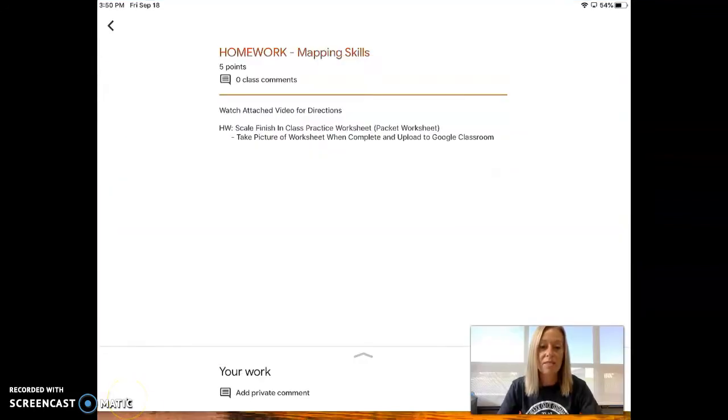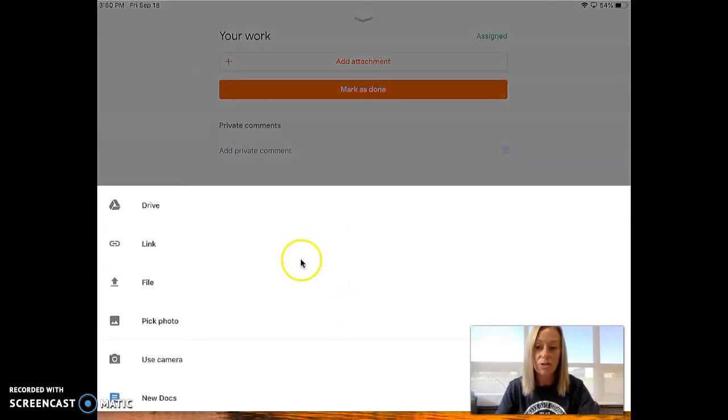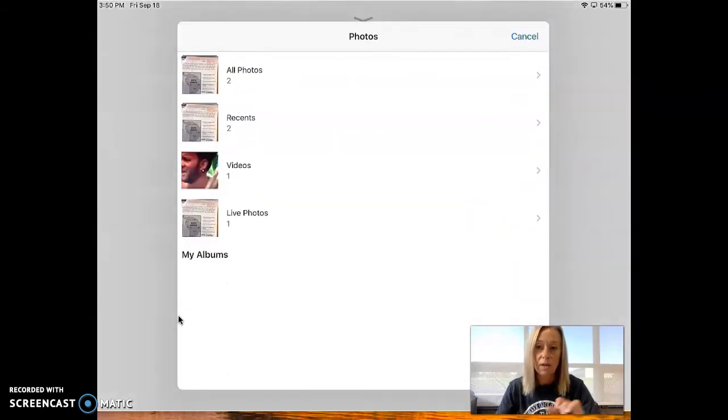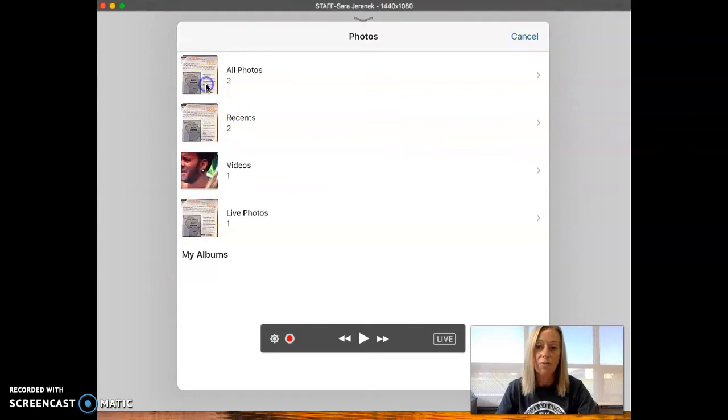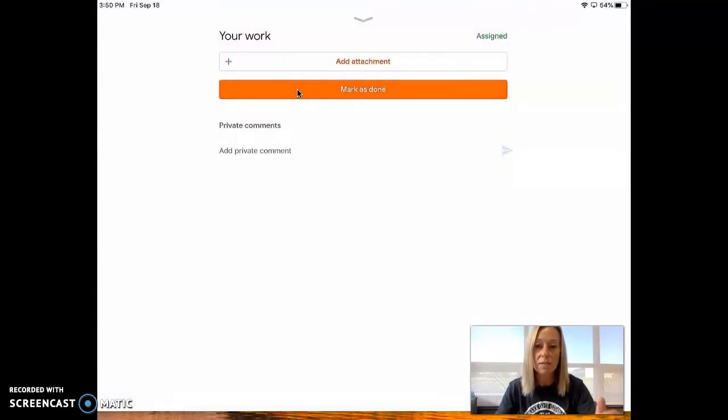All right, now that I am done with my worksheet, I'm ready to turn it in. So again, I'm going to click down here, even though there's not a document that I filled it out on. I just snapped a picture of it on my iPad. So I'm going to click down here and add an attachment. I need to make sure that I grab that. I'm going to pick a photo, and go to all photos or a recent photo. Either way is fine. And I'm going to click on the photo that I want.